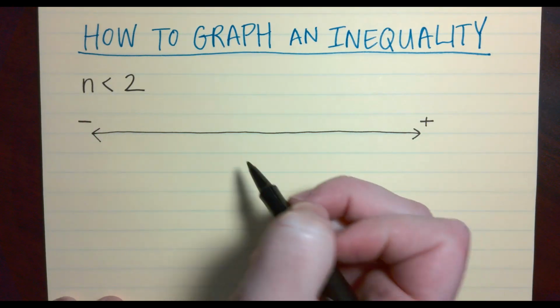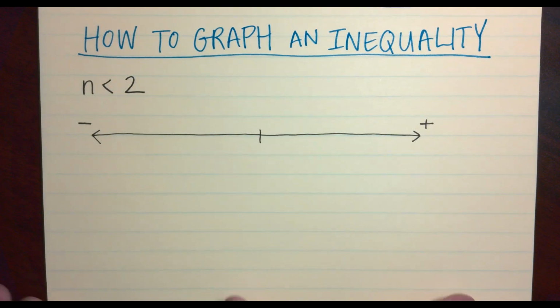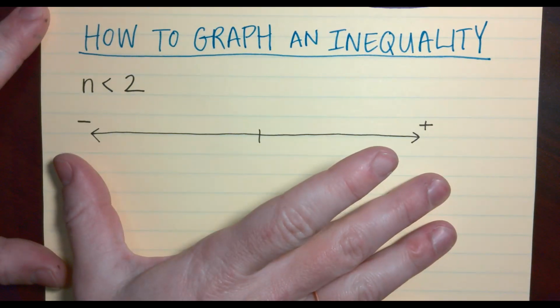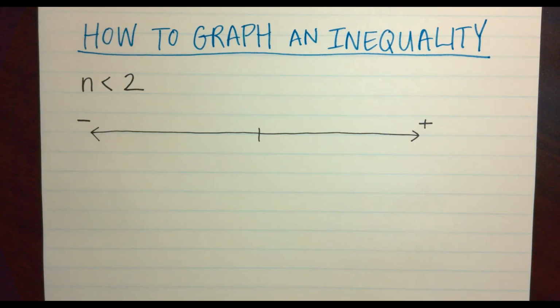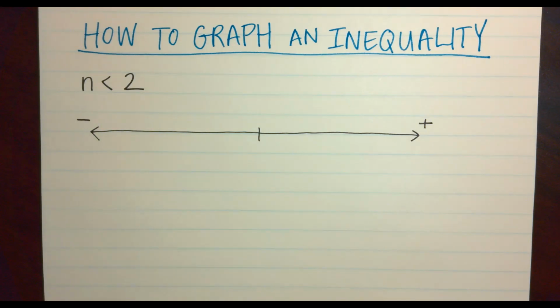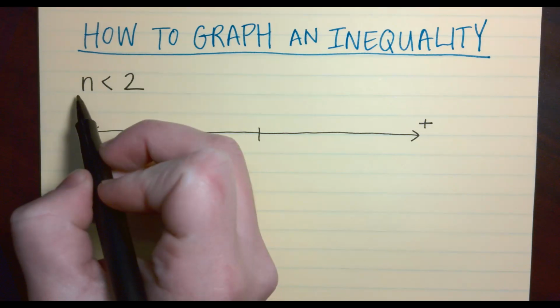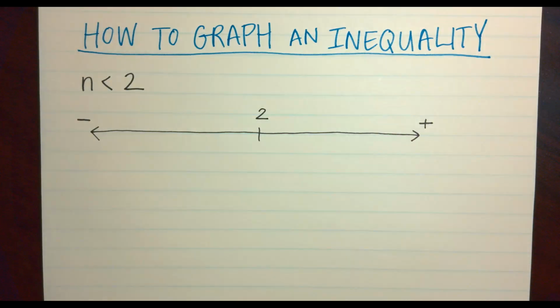So next, we're going to draw a little tick mark. And before I show you what this graph will look like, I want to tell you what this graph is going to mean. So whenever I graph an inequality, all I'm doing is giving you a visual representation of every possible number that N could be. So we are going to write the number 2 right here because this is the point that we're given. N is any number less than 2. So we're going to start by labeling that tick mark with the number 2.